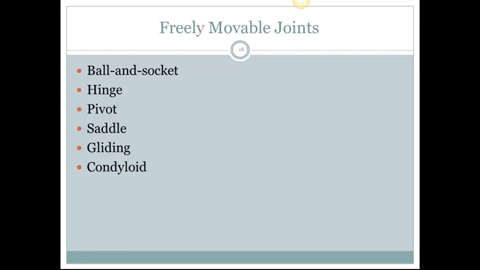Freely movable joints, we have 6 different types of joints. We have the ball and socket joint, an example of this would be our hip or shoulder joint, which permits the widest range of movement. We can abduct, adduct, circumduct, and flex and extend among many other movements depending on which joint it is.